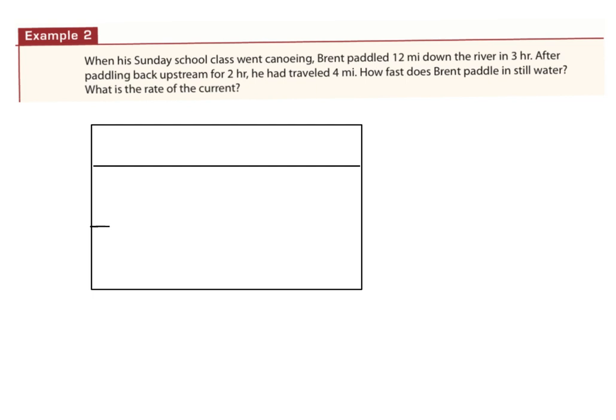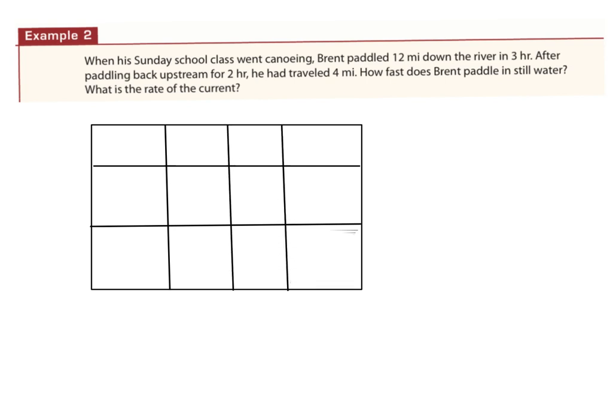So I usually do it something like this, right? I have 2 options here that I'm going to have. I have a rate column, I have a time column, and I have a distance column. Okay. And so I'm going to label these. I have a rate, I have a time. Those 2 multiplied together equals my distance. We have when he is going downstream. It doesn't tell us that he's going downstream, but after paddling back upstream, so we know the original he's probably going downstream here. And then he's going upstream here.